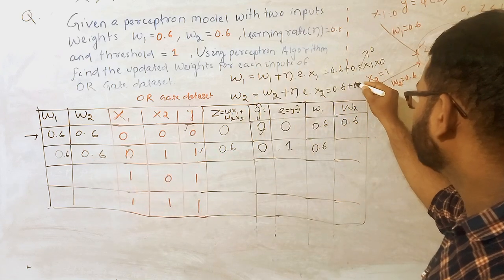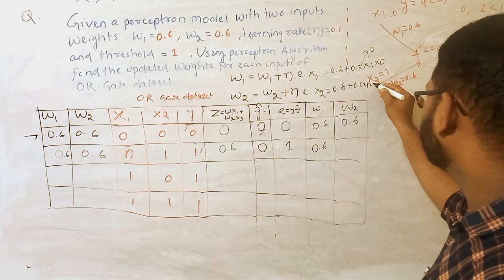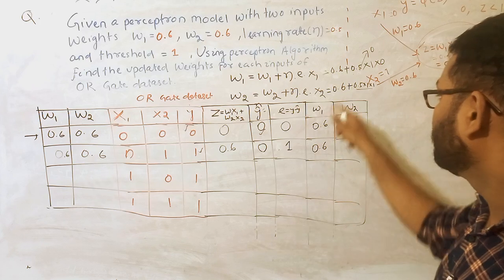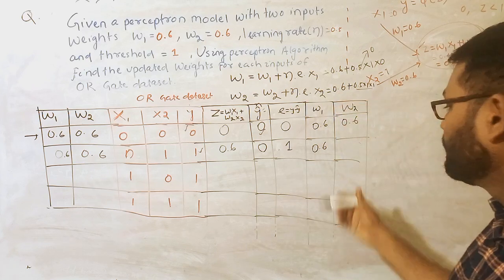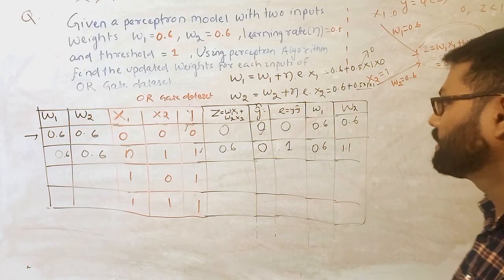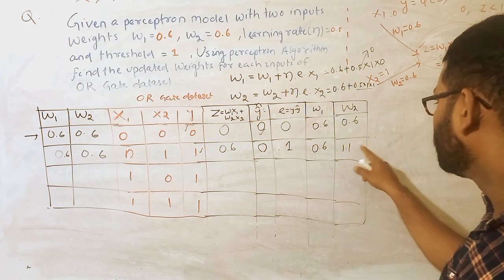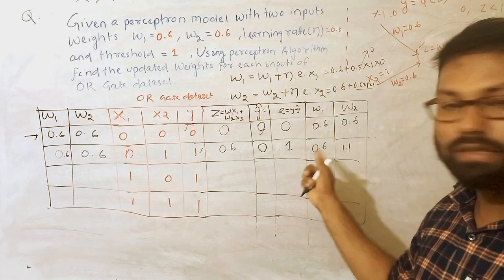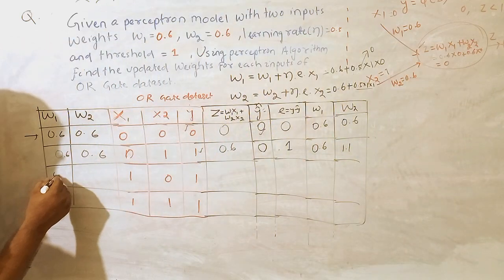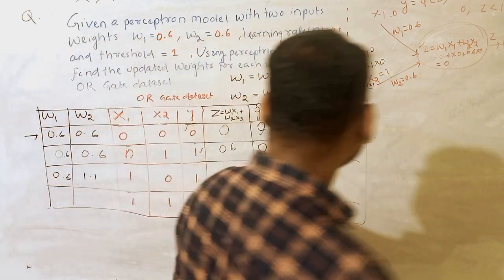0.6 plus learning rate 0.5 into error 1 into input x2, which is 1. So you can multiply 0.5 into 1 into 1, that is 0.5, plus 0.6, that is 1.1. If you do the summation, you will get 1.1. Okay, so now you got a new weight 1.1. This new weight we have to use in the next round. So write down first 0.6, 1.1.